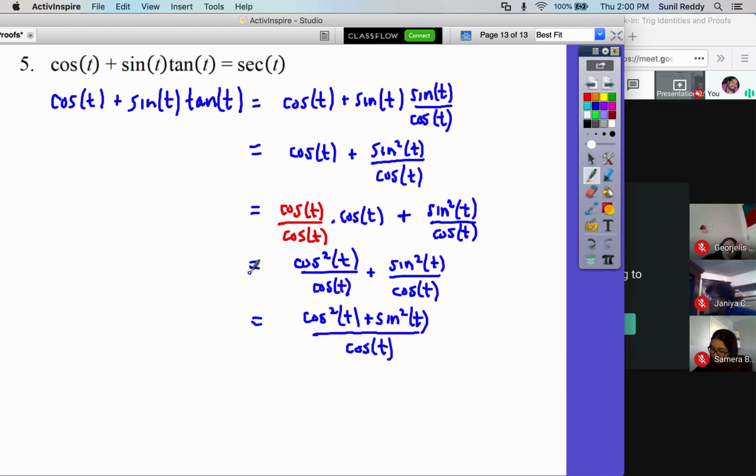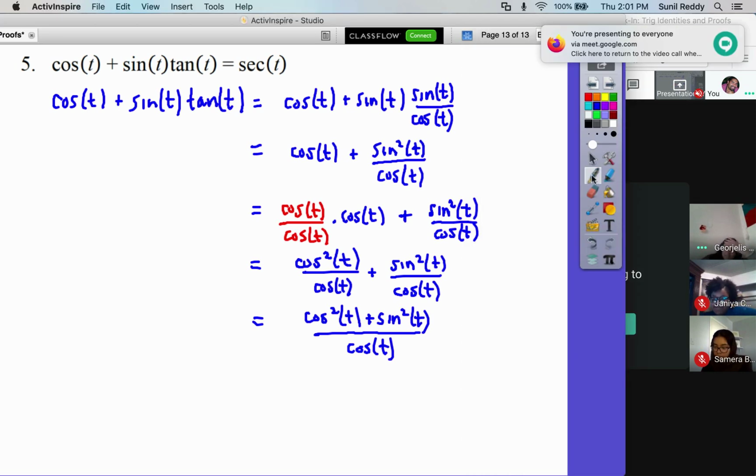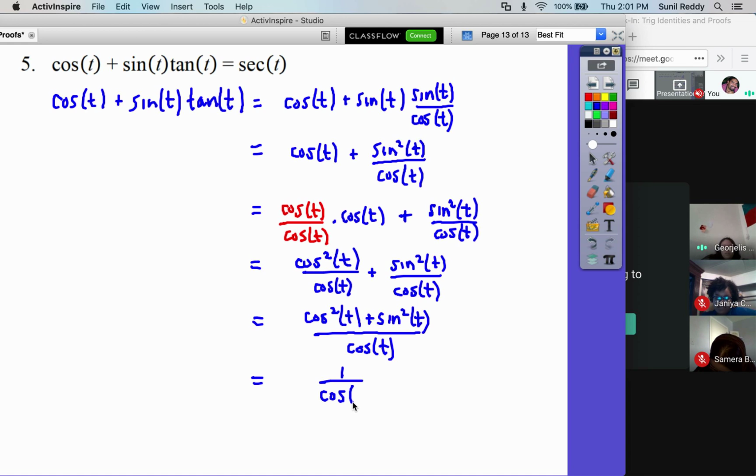What am I going to do next? Here's where I'll ask the audience. What makes sense to do next? The primary Pythagorean. Yep, use the Pythagorean identities. So go ahead, Jorlise. It will equal to 1. The numerator will equal to 1. Yep, and then 1 over cosine t. What does that equal to? Secant of t. And that's what we're trying to prove, so our proof is done.